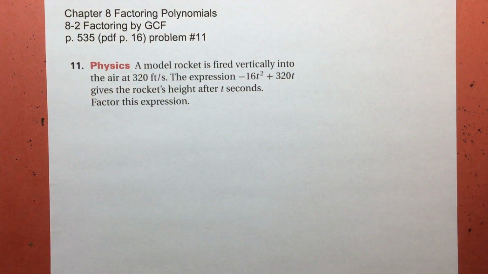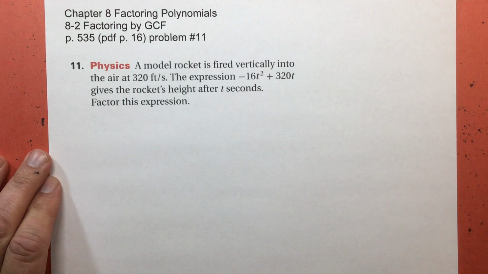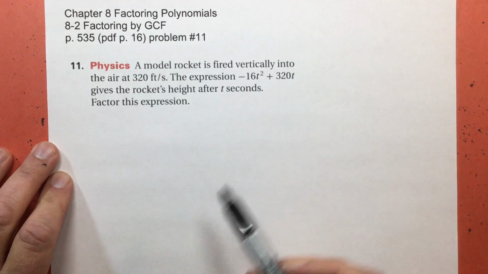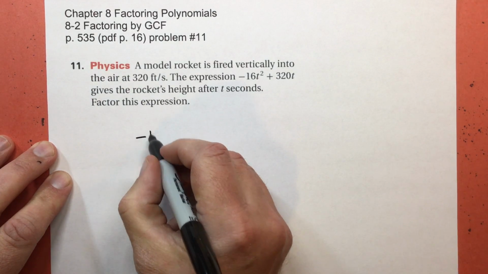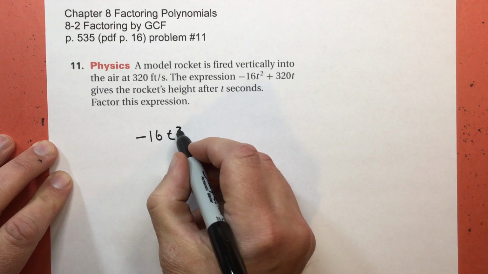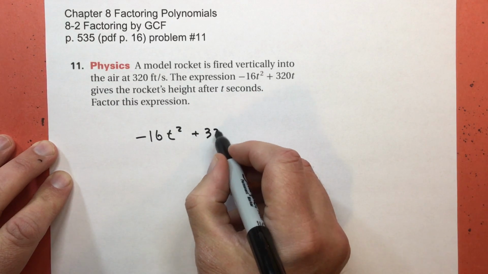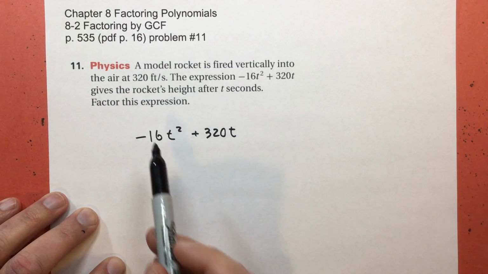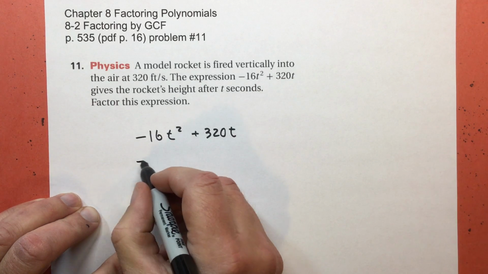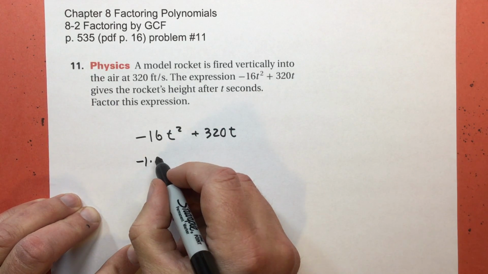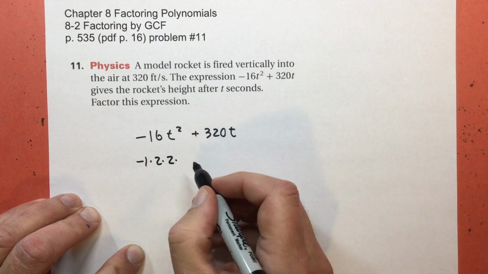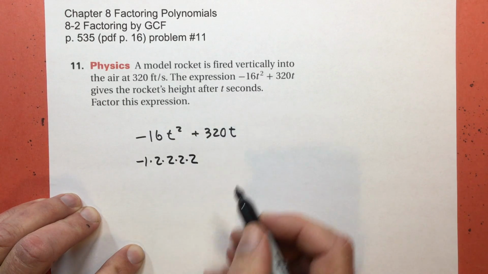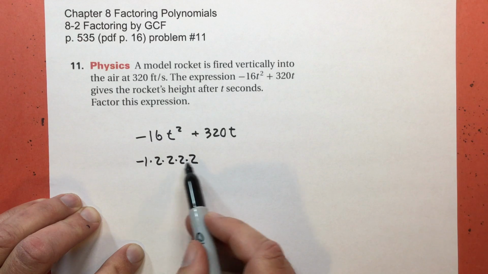This is what we talk about in Algebra 2, and we'll do a little bit of it in this class when we get to Chapter 9. All I need to do, though, all that background information, all I need to do is factor this. So I've got negative 16t to the second power plus 320t. Okay, negative 16 is negative 1 times 2 times 8, which is 2 times 4, which is 2 times 2. Basically, 2 times 2 times 2 times 2 equals 16.